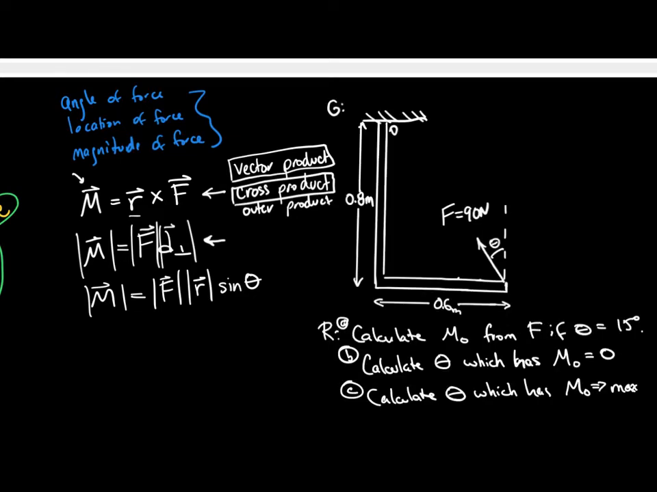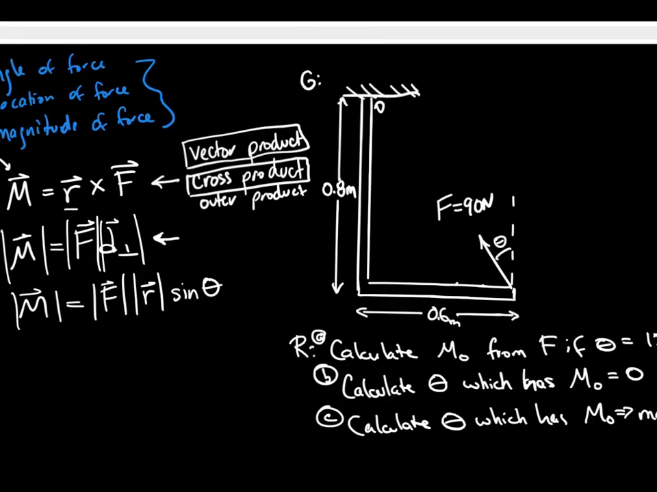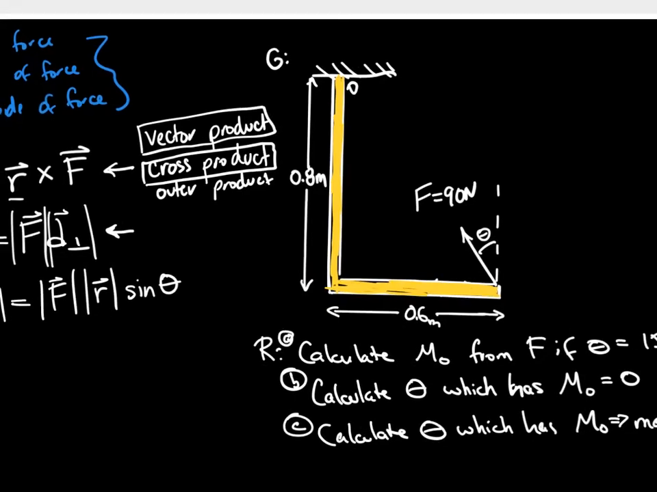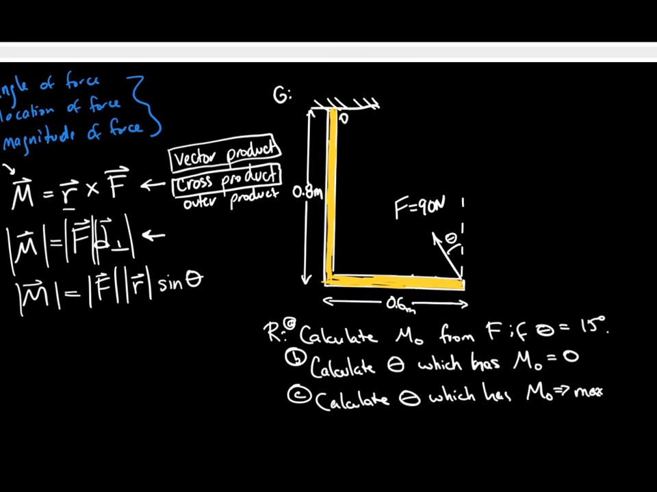All right, so here's a problem. There's some kind of frame here. Maybe to make it a little clearer, I'll color it in a little bit. And it's attached to some sort of wall or something. This frame has dimensions of 0.8 meters tall and 0.6 meters wide. There's a force acting on the end of it, and the force is 90 newtons. It's acting at an angle off of that end. The angle is defined as theta, and we don't really know a whole lot about theta. It can change, although in the first bit it's going to be 15 degrees.